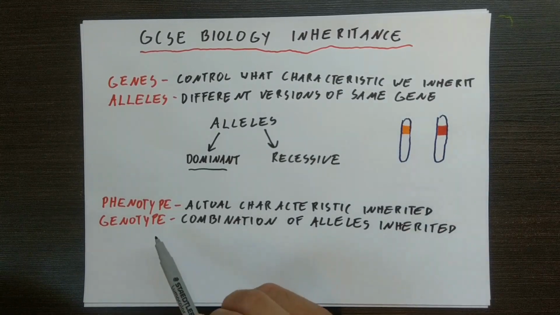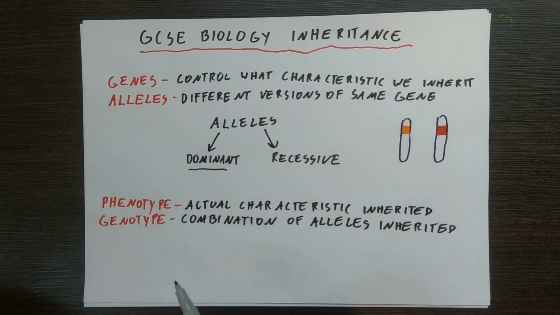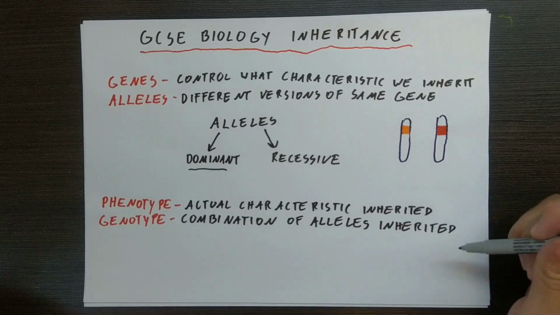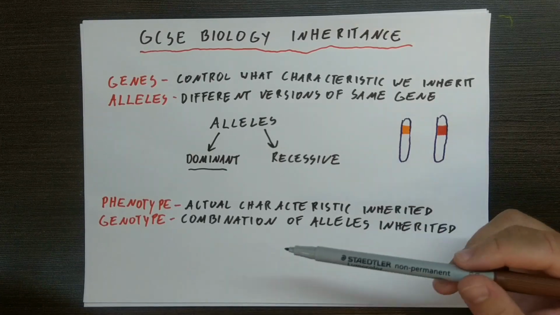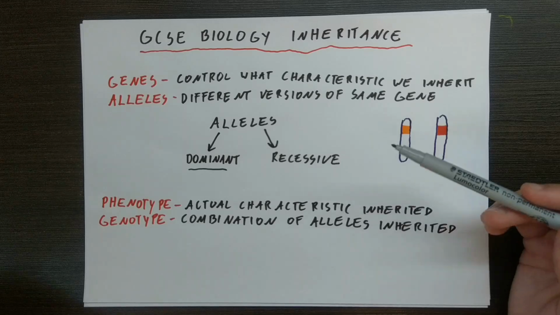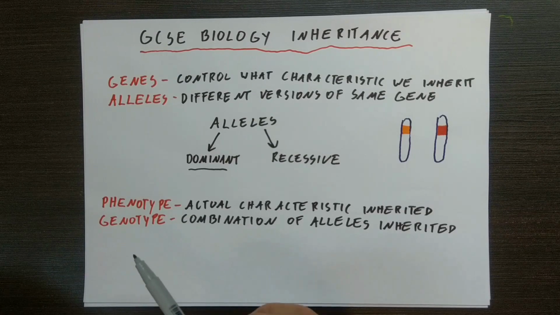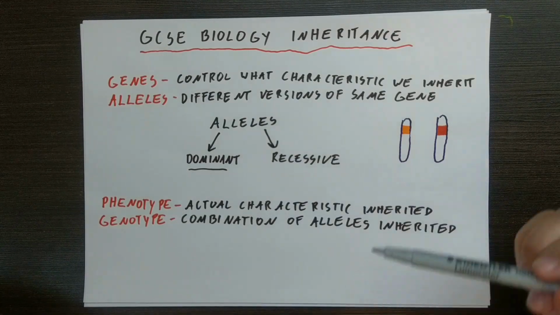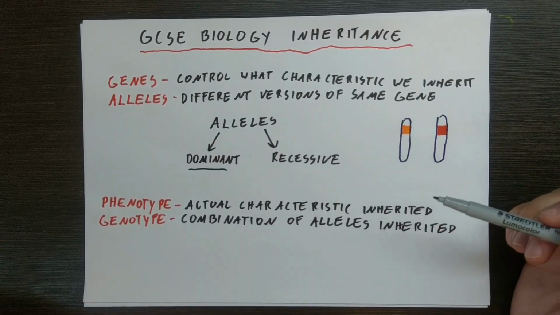Now, what is genotype? Genotype is sort of similar to phenotype, but not quite. Genotype is the combination of alleles that we inherit. And that is different because, of course, you can combine two alleles, but you only see the characteristic of one of them. So, this is how genotype can differ from phenotype, because genotype concerns the actual alleles that we inherit. And again, I will show you in an example very soon how it all works.